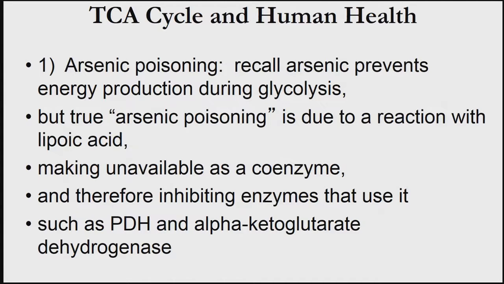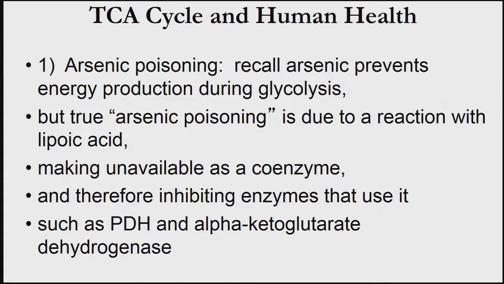So what's going to happen? Well, you can't make energy, okay? Well, you can make energy from glycolysis. You can't feed that pyruvate into the TCA cycle, but also other things you're going to oxidize, like fatty acids that feed into the TCA cycle, can't go either. You inhibit the TCA cycle directly and also the pyruvate dehydrogenase complex.